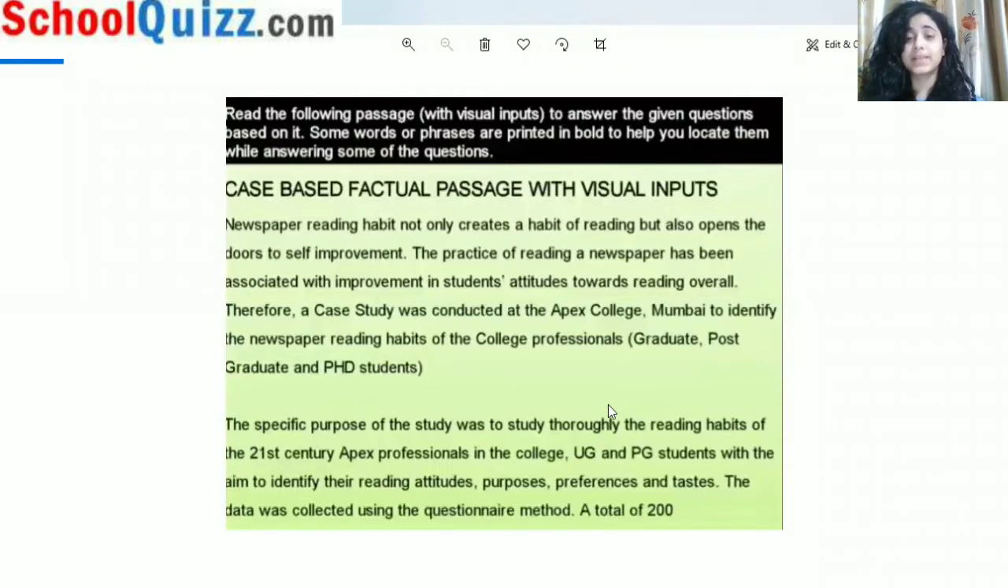Let us read the passage first. A case-based factual passage with visual inputs is given over here. Now what is the passage about? We'll read it carefully. Newspaper reading habit not only creates a habit of reading, but also opens the door to self-improvement. The practice of reading a newspaper has been associated with improvement in students' attitudes towards reading overall. What is given over here is about newspaper reading.